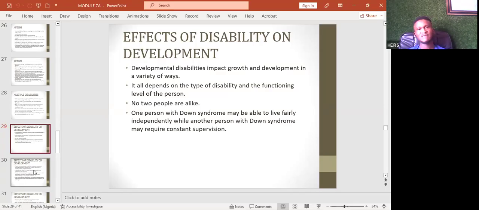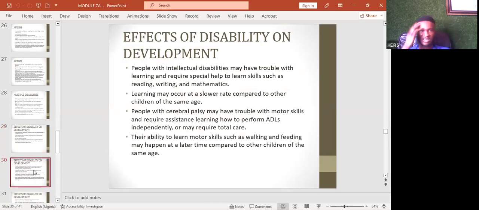So the effect of disability on development is that developmental disabilities impact growth and development in a variety of ways, depending on the type, as we said earlier, and the functioning level of that person. And we said that everyone is unique, so no two persons are alike. One person with Down syndrome may be able to live fairly independently, while another person with Down syndrome may require constant supervision. So the effects are as follows: people with intellectual disability may have trouble with learning.